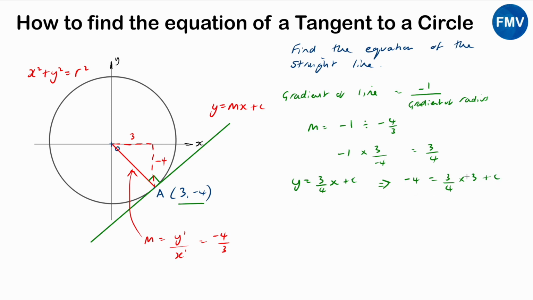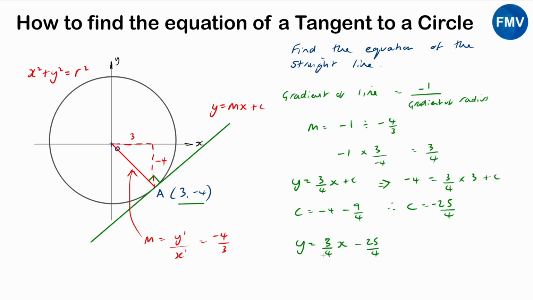So 3 times 3 is 9, that's 9 over 4. I then need to subtract 9/4 from both sides to get me c. So c is now -4 - 9/4, and therefore c is equal to -25/4. We now place that into this equation. So we've got y = 3/4 of x plus the value of c, which is -25/4. Let's get rid of that plus. So it's actually minus 25/4.